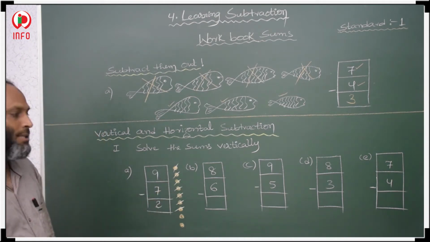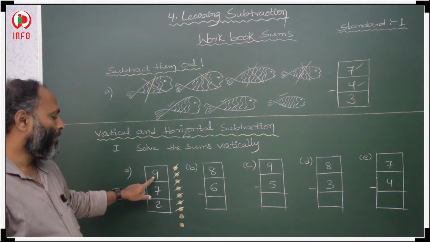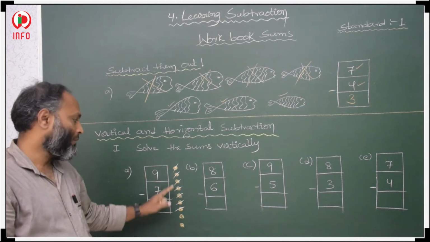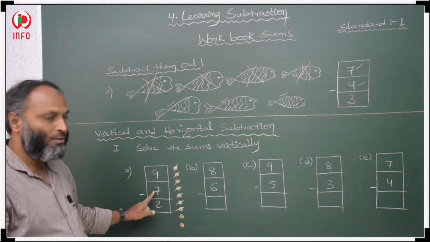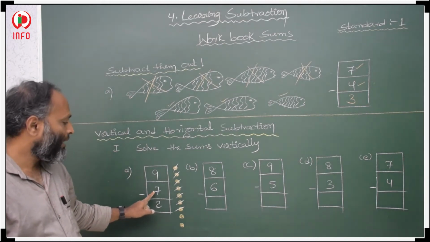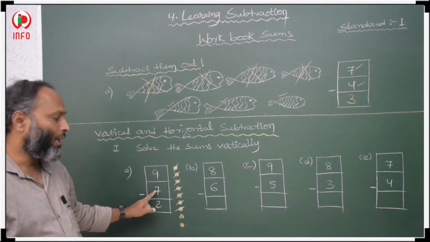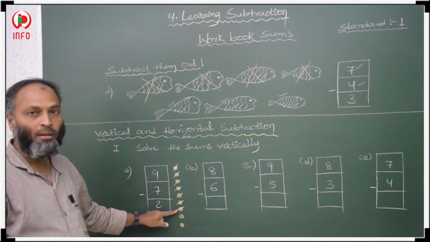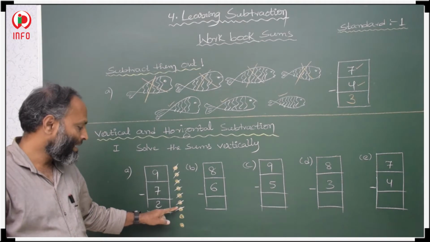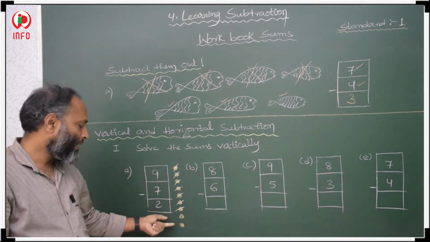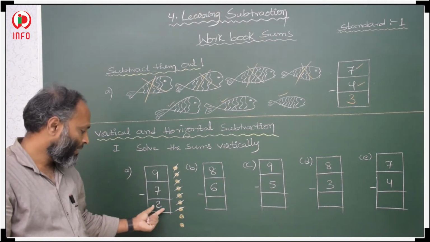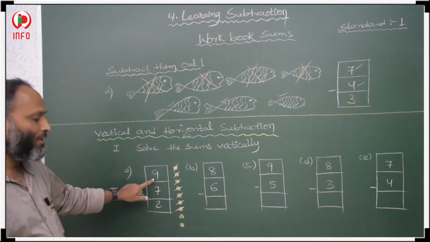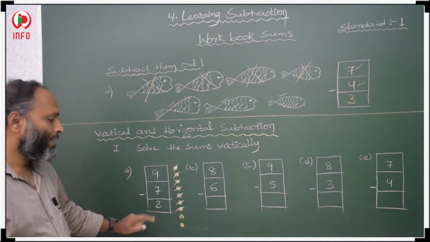This is your answer. However many dots are given in total, that many small dots we have to draw. And how many dots do we have to eliminate? Here 7 dots we have to eliminate. 1, 2, 3, 4, 5, 6, 7. After eliminating these 7 dots, how many dots are left? 1, 2. This is our answer. It means if 7 is subtracted from 9, the answer is 2.